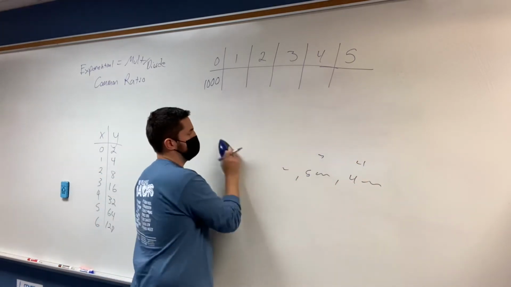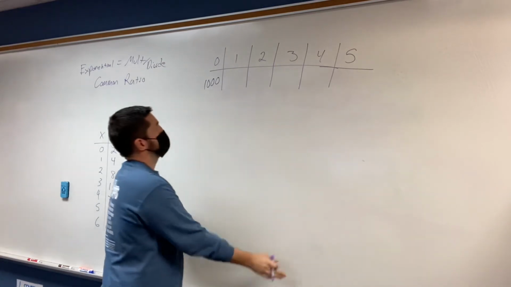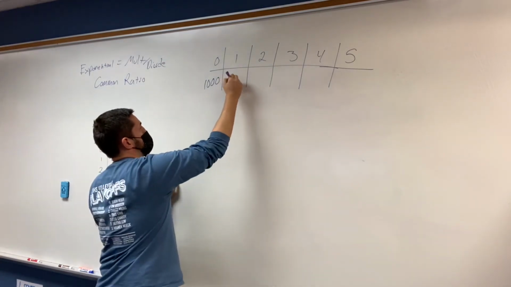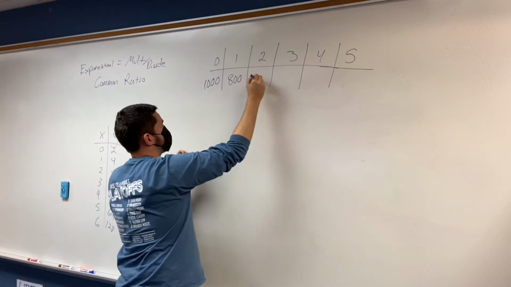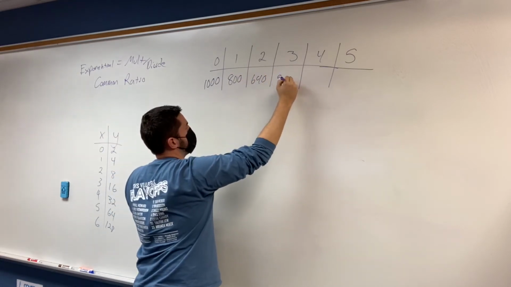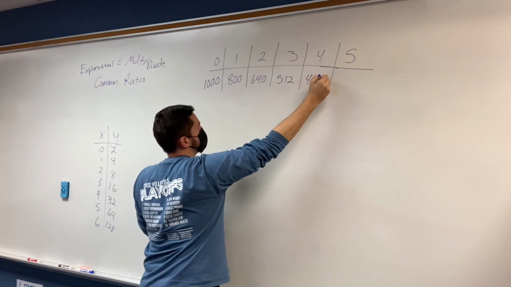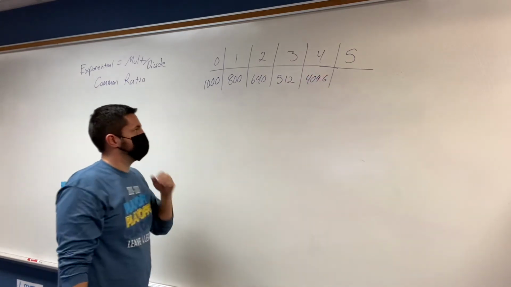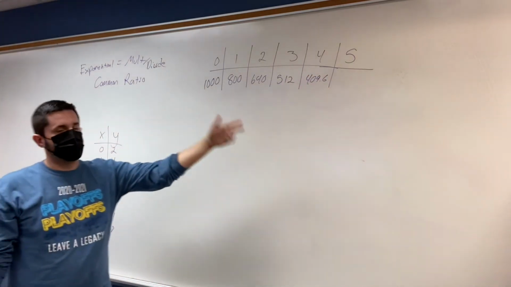So this one's always the first, second, third, fourth, if they ever list off a series of numbers. But I'm making my table here. So my first value is that 800. Second value is 640. And then we have 512, and then 409.6, if I remember off the top of my head. Okay, so there's all the values.